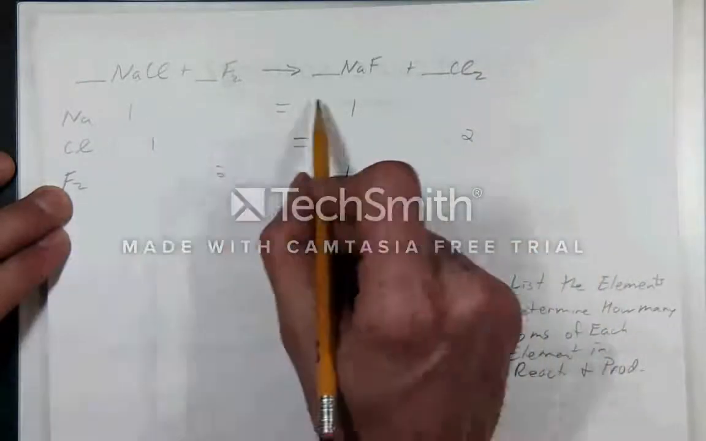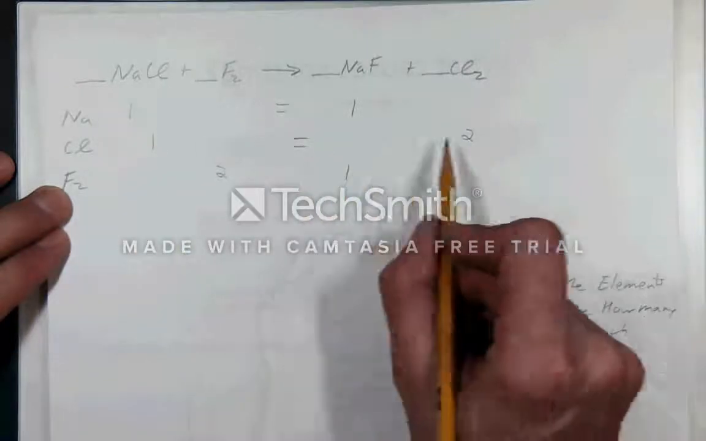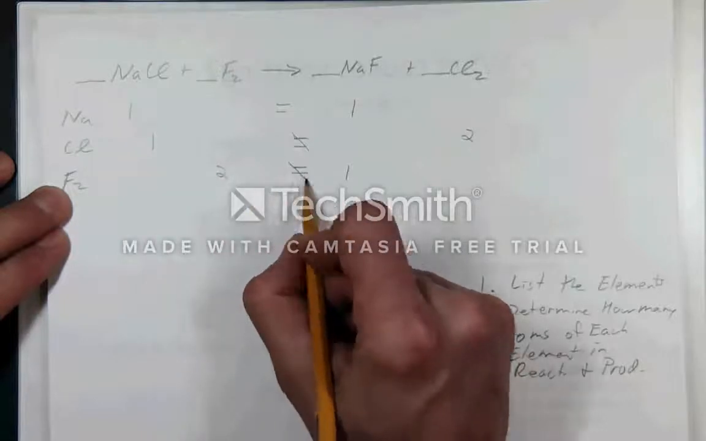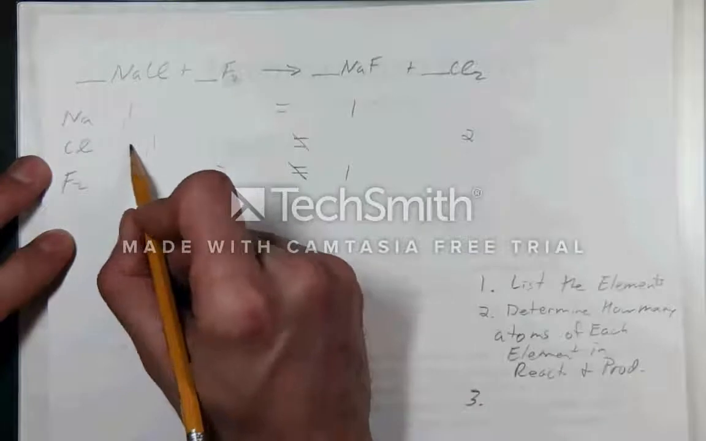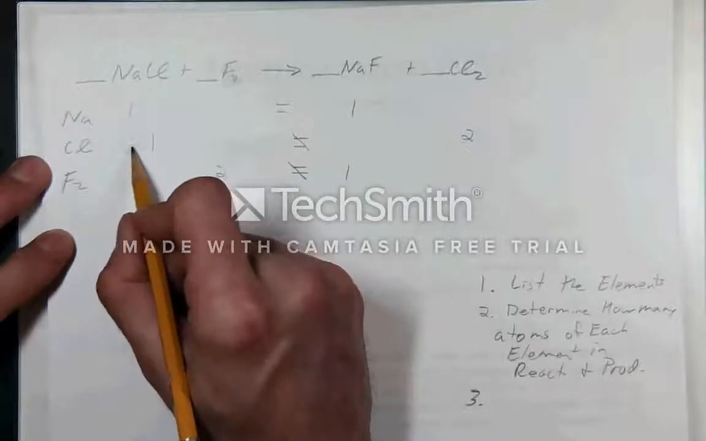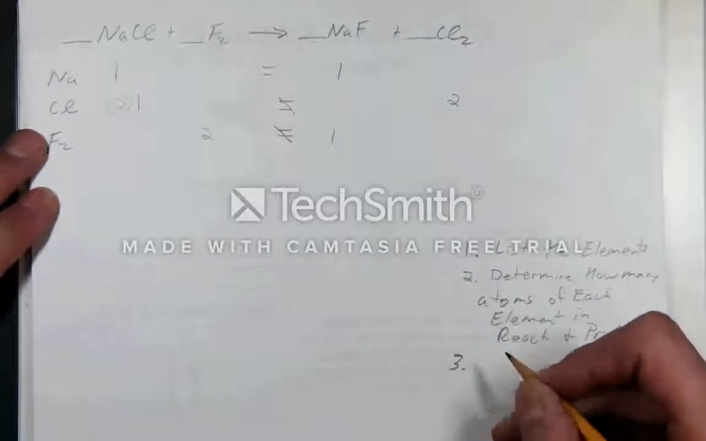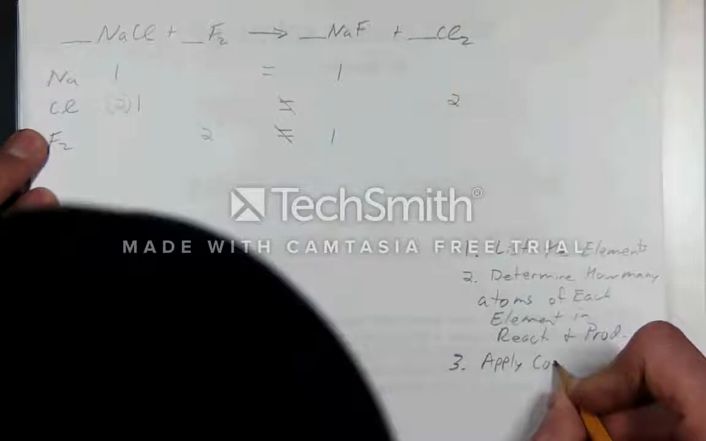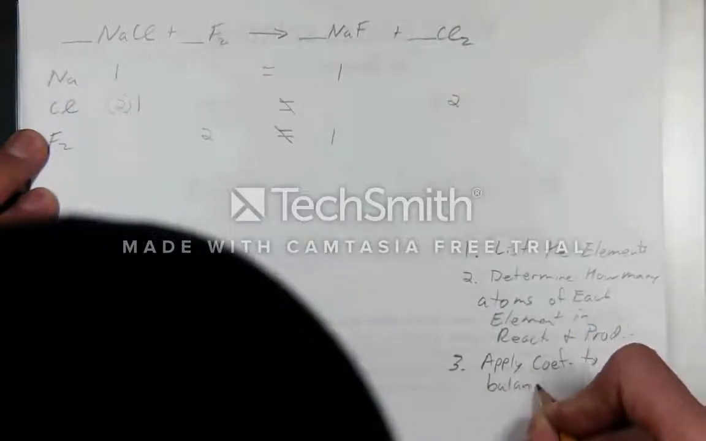Okay. So the sodiums are balanced. Chlorine, not balanced. 1 does not equal 2. Likewise, for fluorine, they're not balanced. Well, we can fix this with a coefficient of 2. So I'm going to put a coefficient of 2 here. I put the coefficients in parentheses. So the third step then is we will apply coefficients to balance atoms.